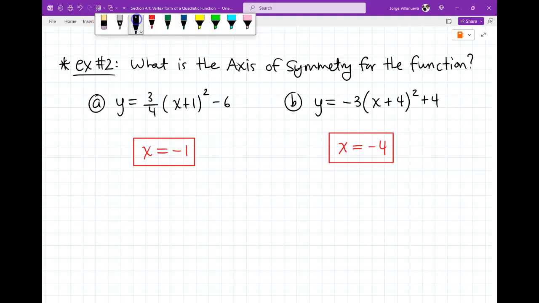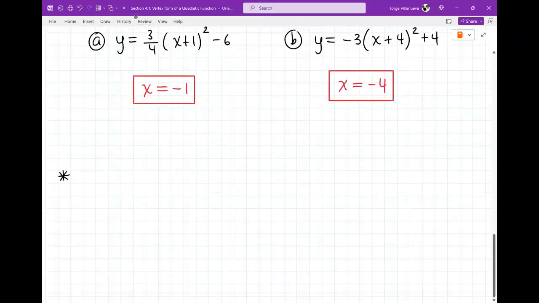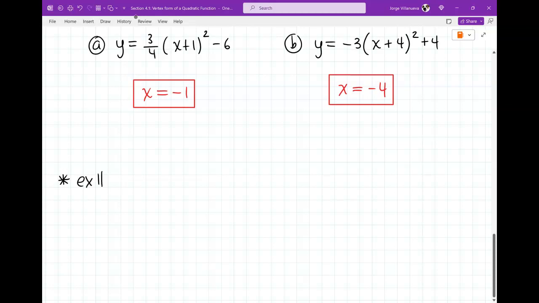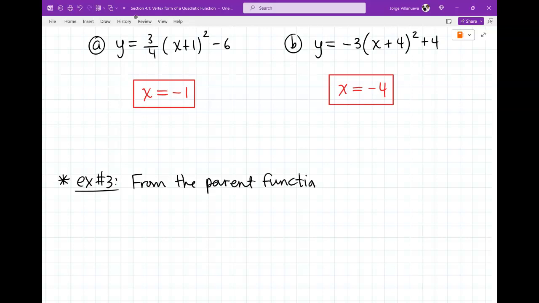So here we go. Last one of these before we get into graphing. And this is going to be example number 3. It says this. From the parent function, I'm going to write it down the way they put it in your homework. Y equals x squared. Now, I'll stop just to explain this because a lot of times people get confused with this statement. From the parent function, y equals x squared.